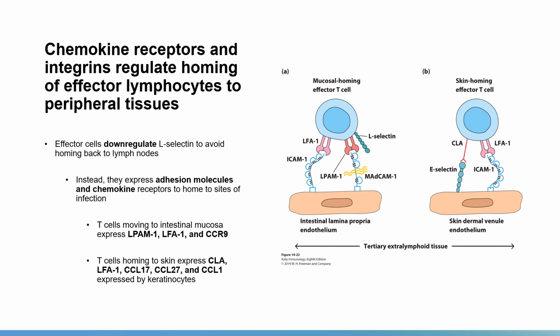The T cells moving to the intestinal mucosa express things like LPAM1, LFA1, and CCR9, whereas the ones going to the skin express a different subset of molecules, which are CLA, LFA1, CCL17, CCL27, and CCL1, and those are mostly expressed by keratinocytes in the skin. So your skin cells are active participants based on the chemokines that they make, which are going to be in response to the pattern recognition receptors being triggered and activated. They'll start making these different cytokines and chemokines that basically enable the effector T cells to home into these particular tissues.